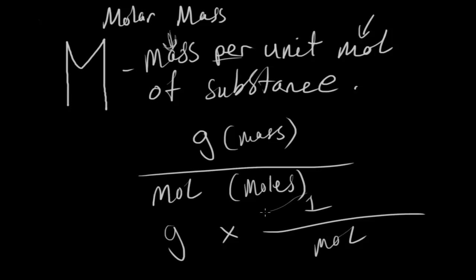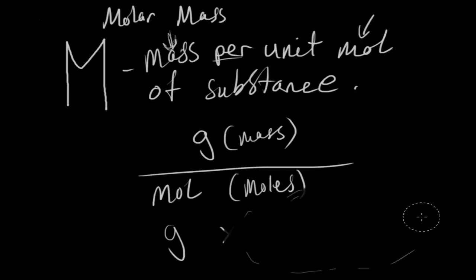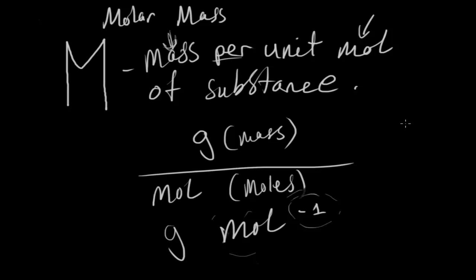This can be better represented as moles to the power of -1, so grams per mole. And this to the power of -1 basically means it's 1 over mole to the power of 1. But because anything to the power of 1 is itself, we just ignore that. It's just 1 over mole. Grams per mole.